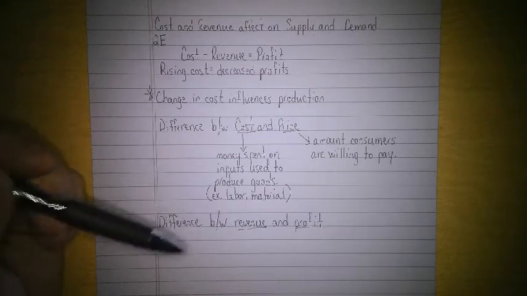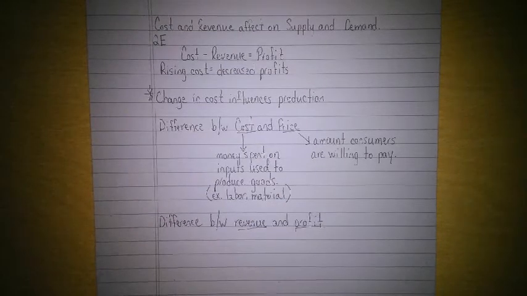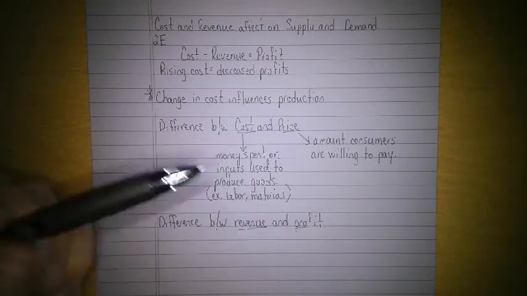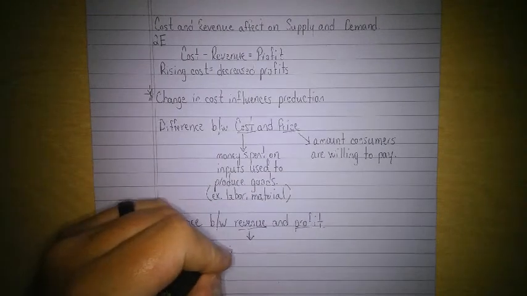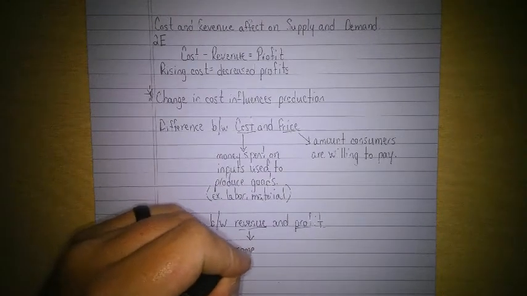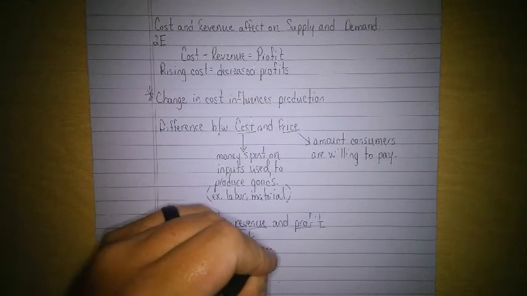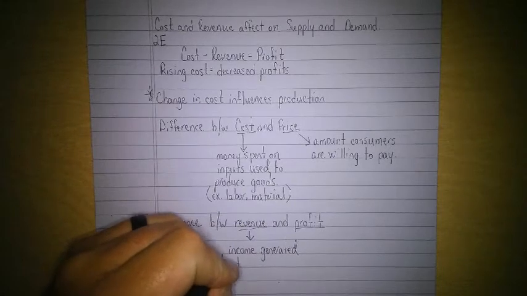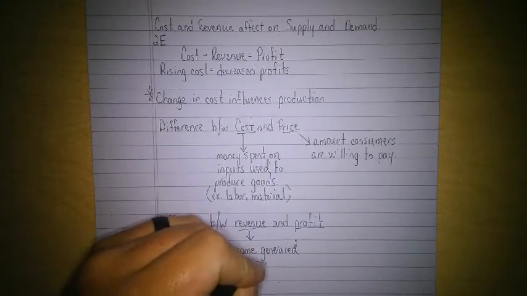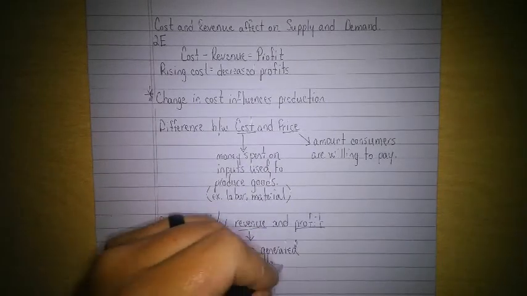So, with revenue, it says that revenue is the income generated by the sale of a good or service. So that's what we're going to put down beside revenue. Okay? It's the income generated, and I'll explain what I mean by this in a second. The income generated by the sale of goods.